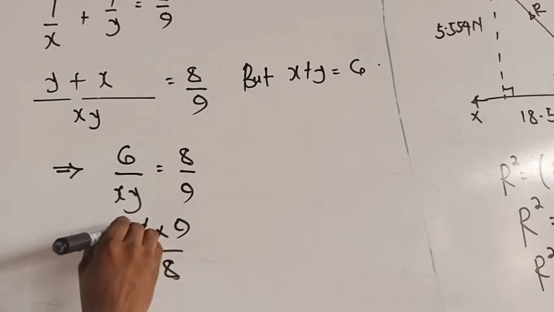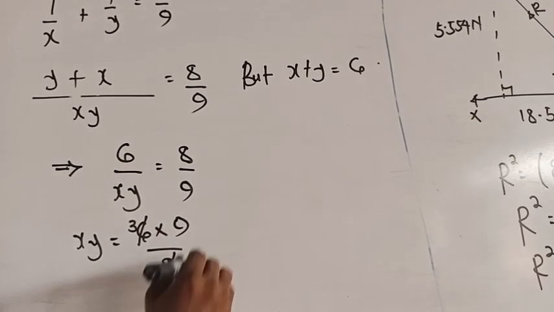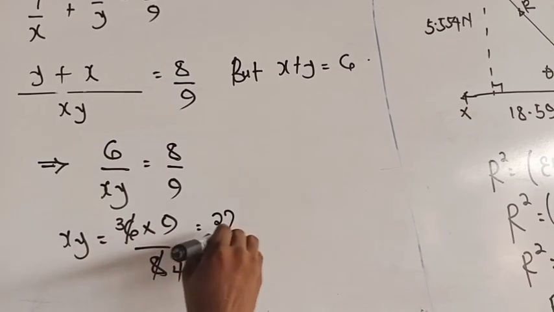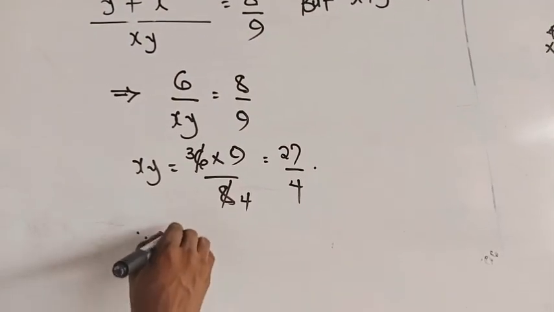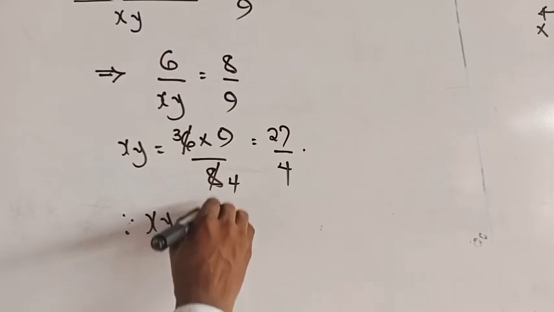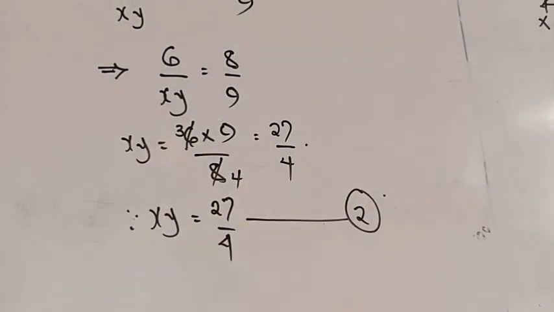So 2 here is 3, 2 here is 4. So we're left with 27/4. Therefore, our XY is now 27/4. Let's call this equation 2.